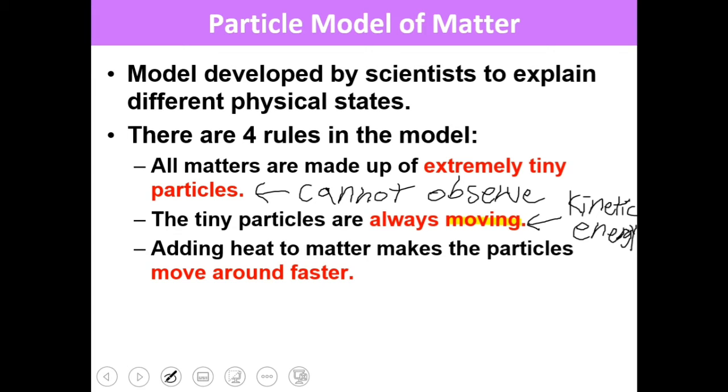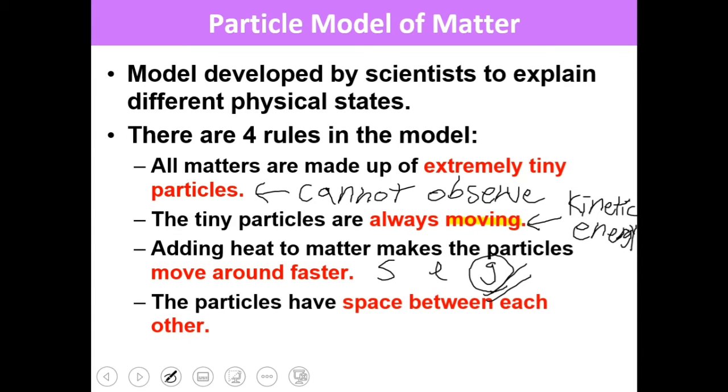Number 3, adding heat to matter makes the particles move around faster. So you will notice that when it comes to solid, liquid, gas, gas is the one that moves around the fastest and spreads out the furthest. Number 4, the particles have space between each other. What I mean by that is, if I have one particle, between it and the next particle there is always some kind of distance, even in a solid, even though that distance is quite tiny. So have that in your mind.